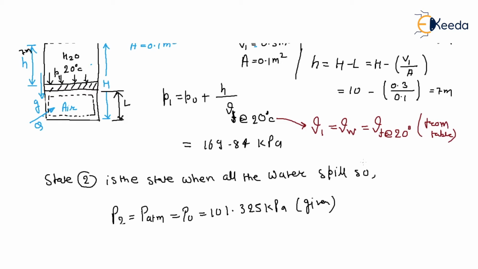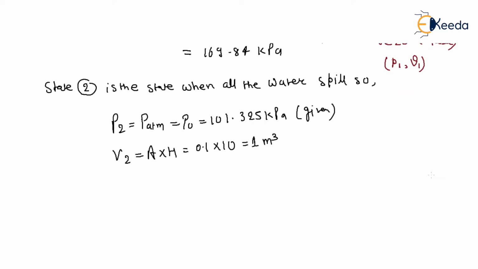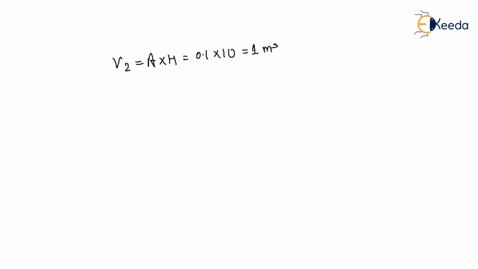Okay, so you have P1, you have V1, you have P2, you have V2. If you draw a PV diagram for that, this is pressure and this is volume, pressure and specific volume. Initially there is a P1 and there is a V1. This is point number 1.